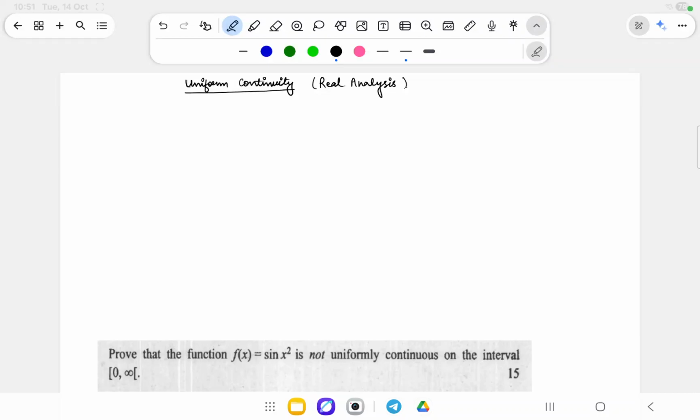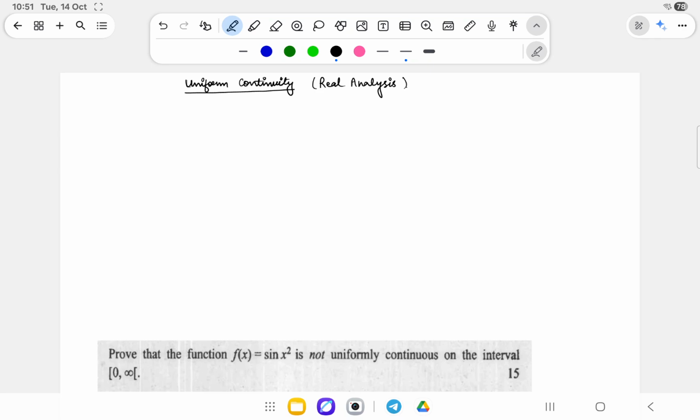We have completed two subjects, that is analytical geometry and calculus. So today we will be starting a new subject, that is real analysis. We are starting with real analysis because there are certain topics that are common between calculus and real analysis, so it's better to go in that way. The first subtopic in real analysis that we'll be dealing with is uniform continuity.